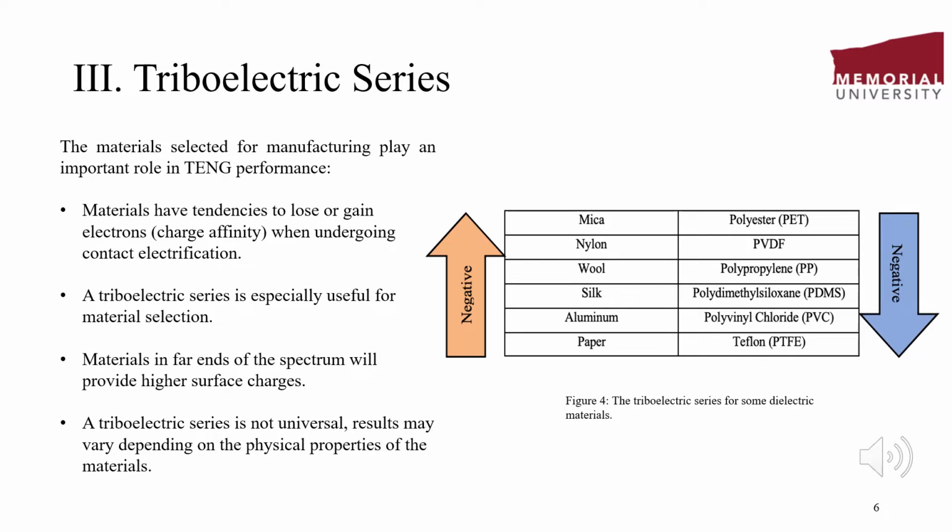The triboelectric series is a helpful guideline for material selection, as materials in far ends of the spectrum will provide higher surface charges. While the triboelectric series serves as a guideline for material selection, the charge affinities of the different materials are not inflexible. Different studies may show variations in the sign and magnitude of the charge affinity of the exact same material. This is because any small change in the experimental setup or any change in the sample can greatly impact the obtained results.